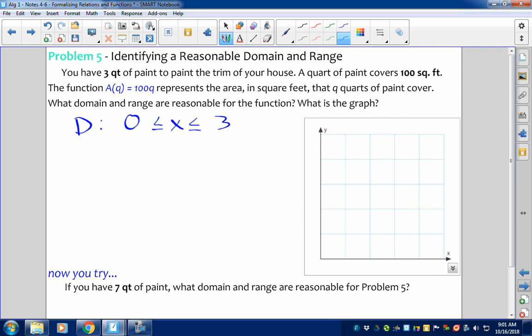Because you can't use negative quarts of paint, right? 0 is the smallest you can use. You can't use more than what you have unless you go buy more. Okay, so 0 to 3.